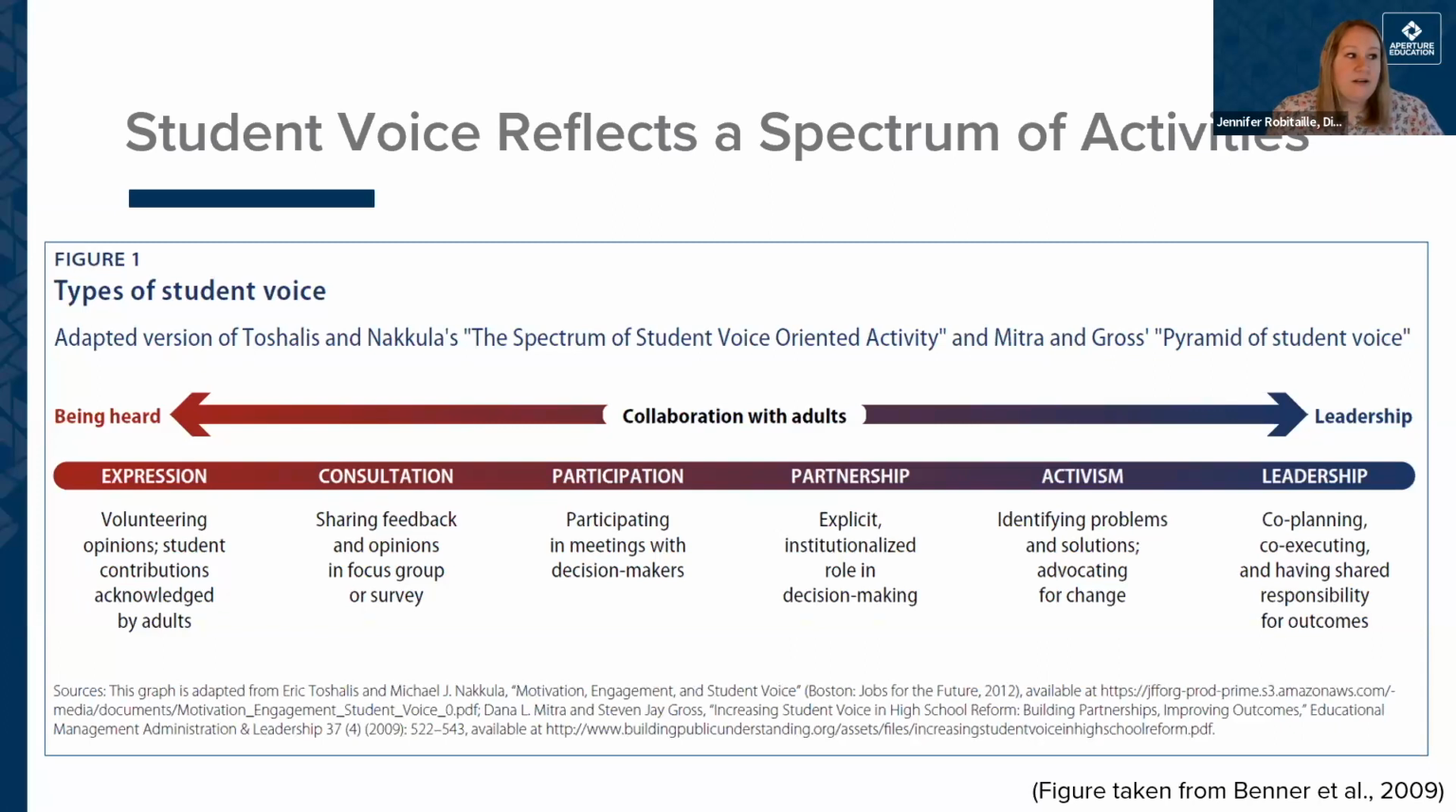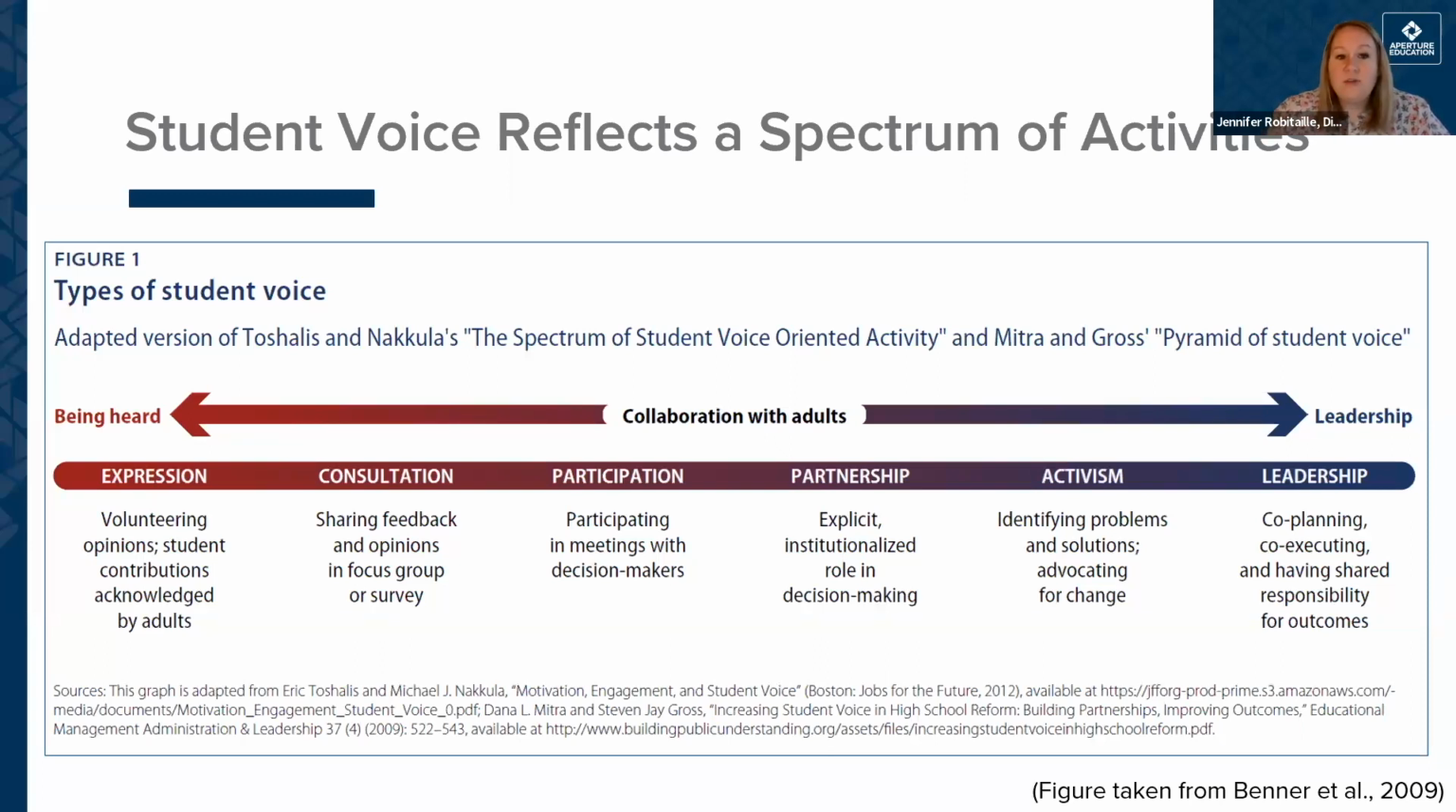All the way on the left here are opportunities for the students to be heard, and then it progresses through to really providing students with actual leadership opportunities and opportunities to really be part of decision making. As we progress across this spectrum, you'll see that the level of student involvement and the level of collaboration that students have with adults increases. So if we start all the way on the left under expression, we see opportunities here such as students having a chance to volunteer their opinions and the adults acknowledging those opinions and contributions.